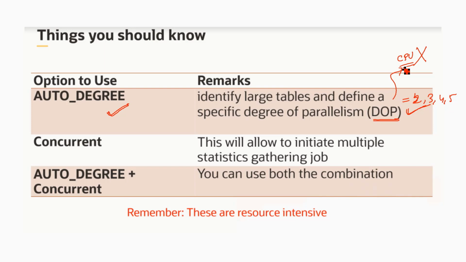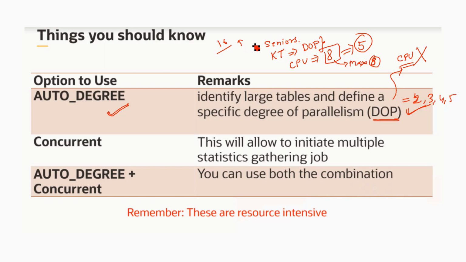So what to do in this scenario? You have to ask your seniors. While getting the KT sessions, knowledge transfer sessions, you should ask these questions: what can be the degree of parallelism in this scenario if you are running the stats gathering job? Else, if you are smart enough, check the number of CPUs. If the number of CPUs is 8, then you can use a degree of parallelism of 5. Don't go beyond 8. Max to max you can use parallelism up to 8 if CPU is 8. If CPU is 16, then you can increase that also. So it depends on that. And how to check the number of CPUs? lscpu command at the OS level.